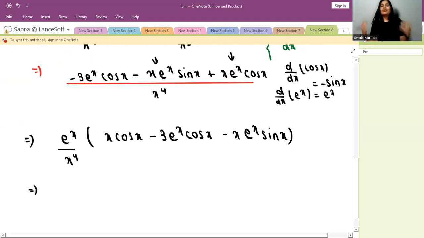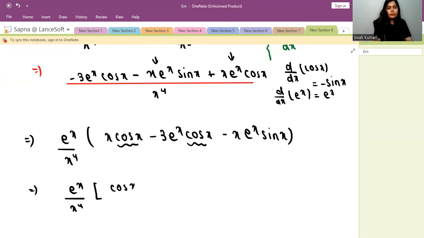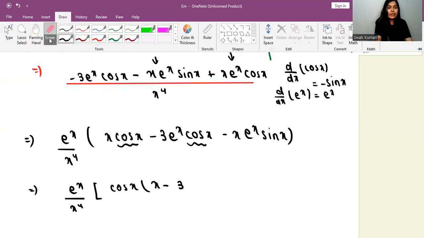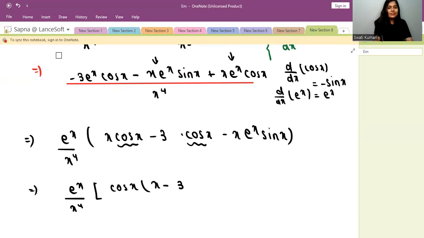And we are writing our final step, because I can see that I can take this cos x common, right? So this is the last and most simplified form we are getting here. If I take cos x common, this will become x minus 3. Okay, I have made one mistake here, because e raised to x is already common. So I'm not supposed to write this e raised to x again. So let us do the correction. Yes, now it's correct.